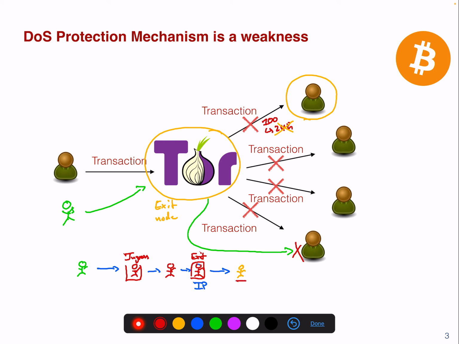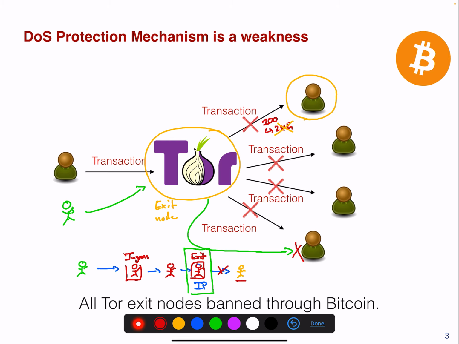But now if all the exit nodes, right, all these exit nodes here were used to send malicious data to other peers in the network, then those connections will be dropped and nobody can use Tor anymore through Bitcoin, which is bad, because many people like privacy, and privacy is a fundamental human right. So that's a process whereby all Tor exit nodes can be banned through Bitcoin.